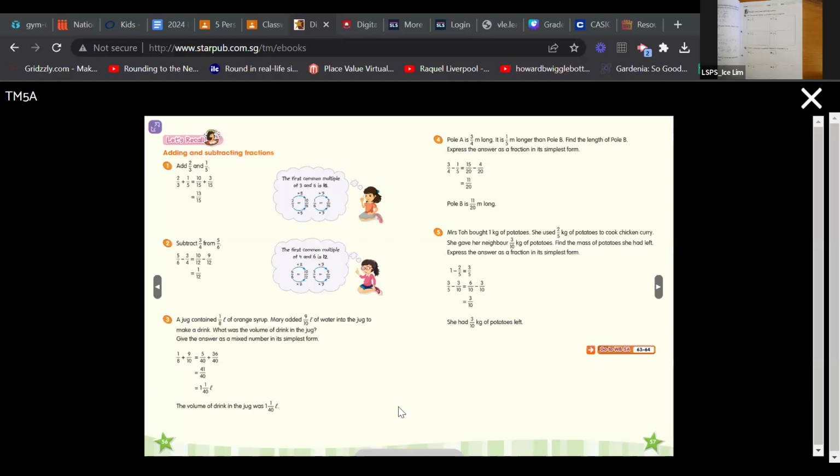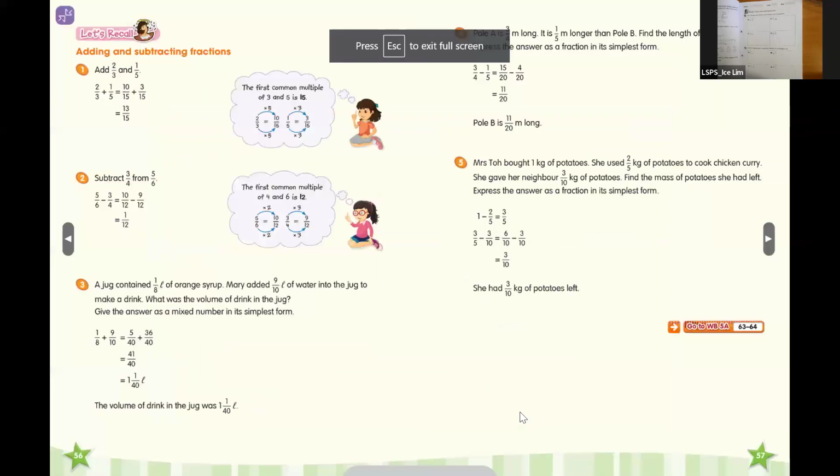Please mute yourself. Thank you, so that my video will not have additional sounds. Now, this is the relevant textbook page. It's on pages 56 and 57. This page is on Let's Recall.